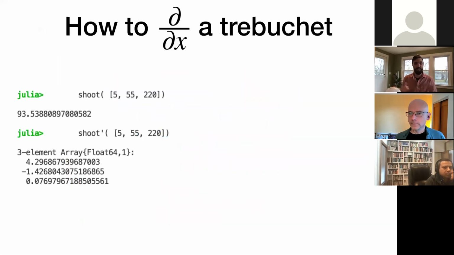We can take our trebuchet, we can shoot it. But here's where derivatives come into play, right? I can shoot my trebuchet with a given wind speed, a given release angle, and a given counterweight, and get the answer, right? Get the distance that it took. I can also ask for the derivative with respect to each one of those parameters. And what that's going to give me back is 3 numbers now, and it's essentially a gradient, a derivative in higher dimensions, where each dimension is pointing in the way that would improve or change my system.